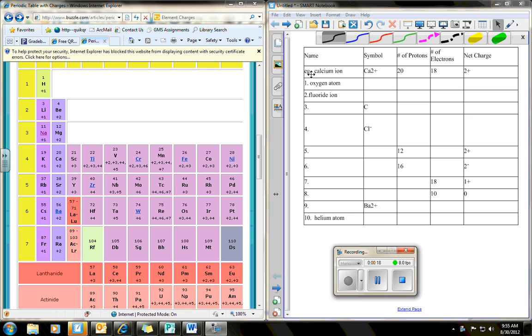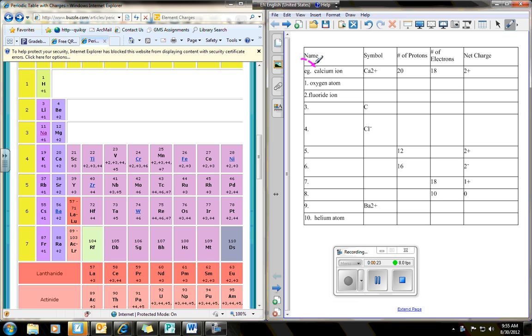If we look at the example here, we have a calcium ion. In a calcium ion, the ion always has a charge. If we find calcium on the periodic table, you'll find it right here. You'll notice that the ionic charge is +2, so the calcium ion is +2. If we just asked what the calcium atom was, it would just be Ca with no charge beside it.